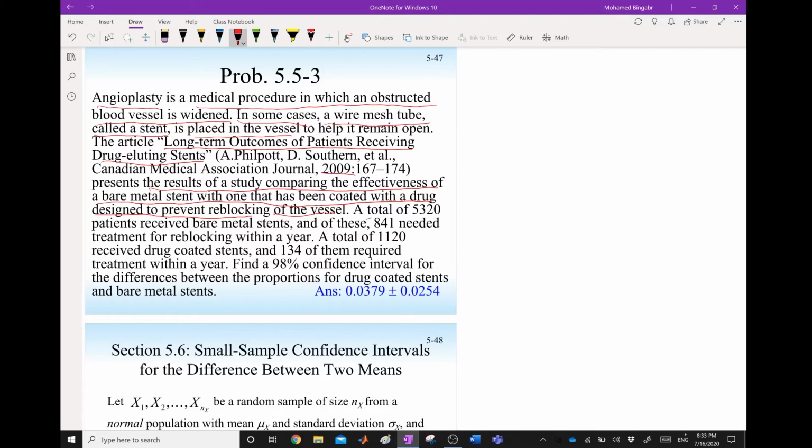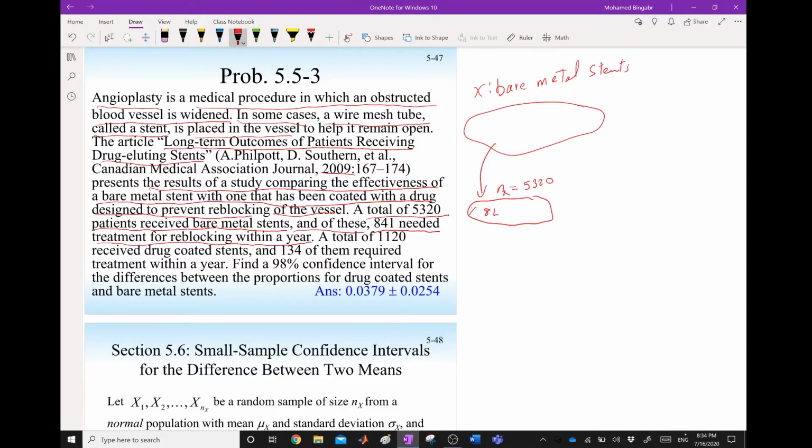So they did this study. A total of 5,320 patients received bare metal stent. So this is our sample X, bare metal stents. So we took a sample from here of size nx equal 5,320, and of these, 841 needed treatment for reblocking within a year. So x equal 841 that needed retreatment after 1 year of surgery.